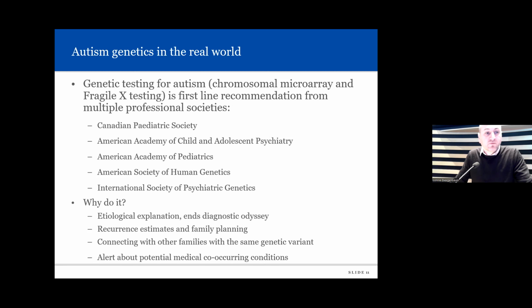We want to review first the recommendations for genetic testing. And because of everything that we mentioned, genetic testing for autism, specifically chromosomal microarray and Fragile X testing, is considered the first-line recommendation from multiple medical professional societies, including several here in Canada and in the US. Now, why should we do this? It has several reasons behind it. One is that it can provide an etiological explanation and end the diagnostic odyssey that many families go through.